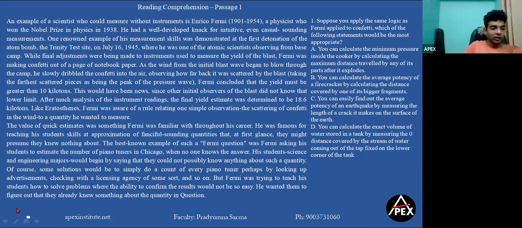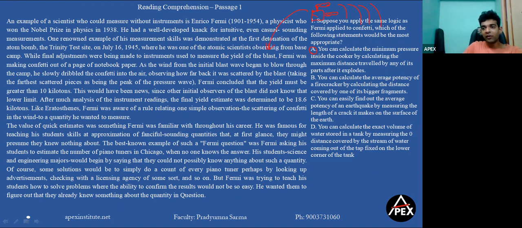All right. If we look at this objectively, only statement A makes sense to me, because there's a cooker over here which is giving out some pressure. Now this is my pressure cooker. And he's saying that you can calculate the minimum pressure inside the cooker by calculating the maximum distance traveled by any of the parts after it explodes. The same logic as what's given in the blast.